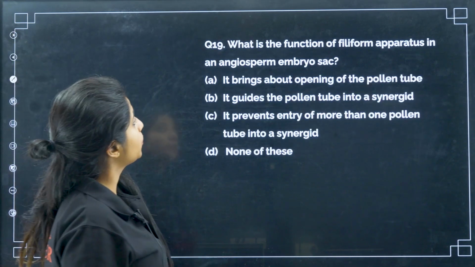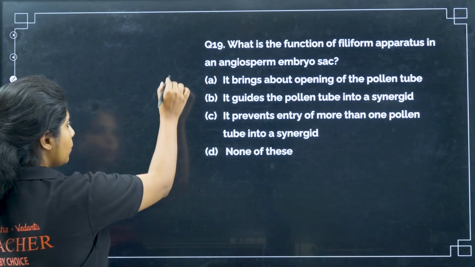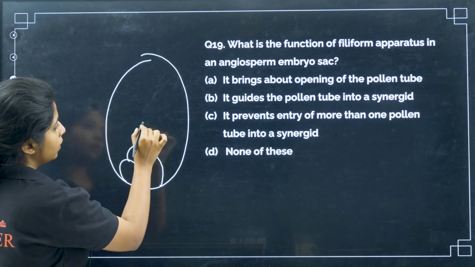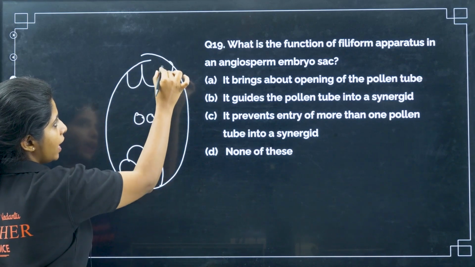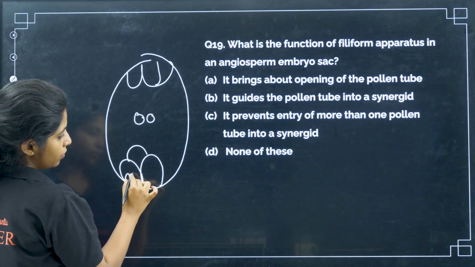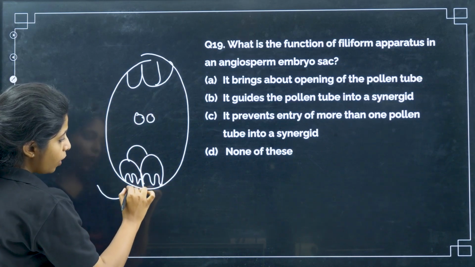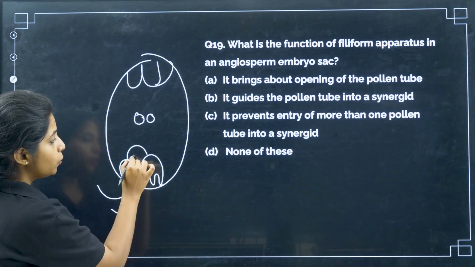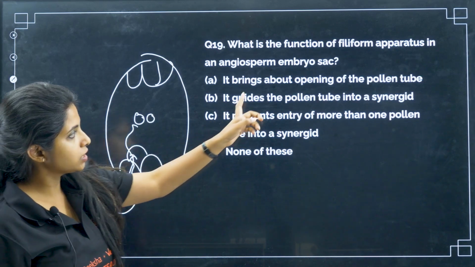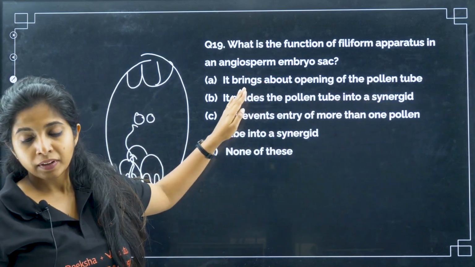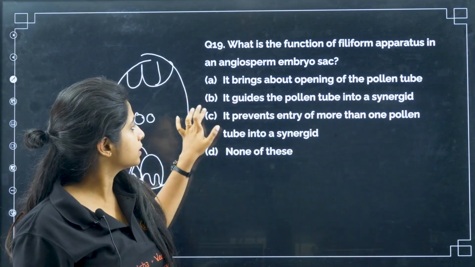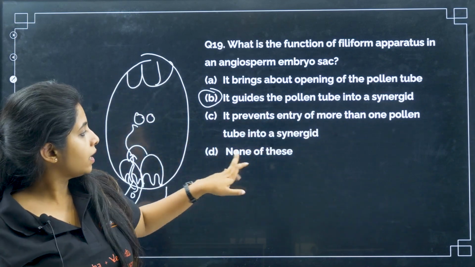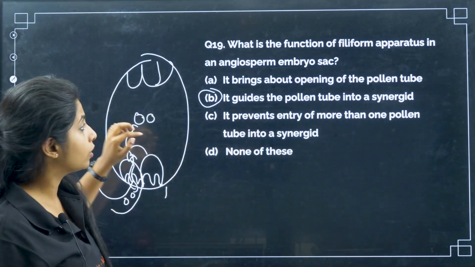Now, what is the function of the filiform apparatus in the angiosperm embryo sac? If you talk about the embryo sac, you have two synergids, one egg cell, two polar nuclei, and three antipodal cells, right? Over here, you have the filiform apparatus. They guide the entry of the pollen tube such that the male gametes in the pollen tube can fuse with this and this. So it brings about opening of the pollen tube, wrong. It guides the pollen tube into the synergid, yes. It prevents entry of more than one pollen tube into the synergid, wrong. None of this is again wrong. This is the only answer that you have got.